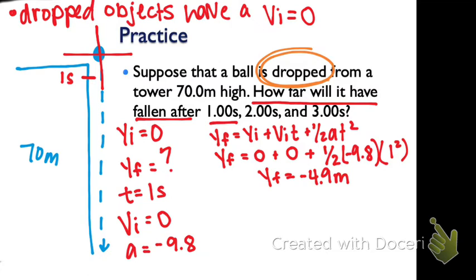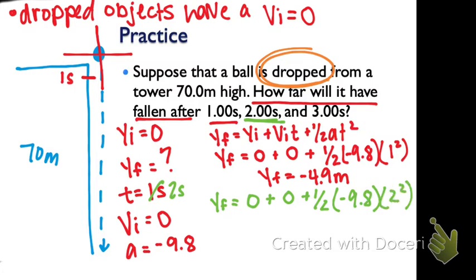Let's go ahead and try now to solve for it after 2 seconds. Can I use the exact same equation? Yeah, except my time now is not 1 second, it's 2 seconds. So I'm going to plug them in my equation here. Would we expect our displacement to just double? I guess we'll see. Okay, so instead of 1 squared, we're going to have 2 squared. About negative 19.6.